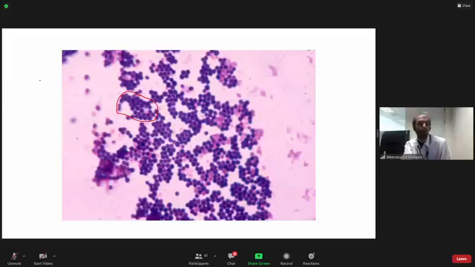Right. This is Gram positive, the purplish color is Gram positive, because of these grape-like clusters, very typical of Staph aureus.